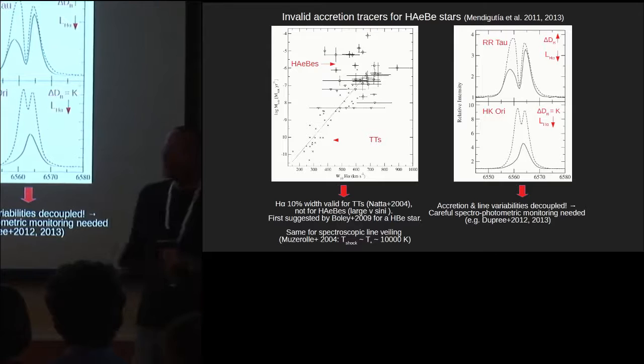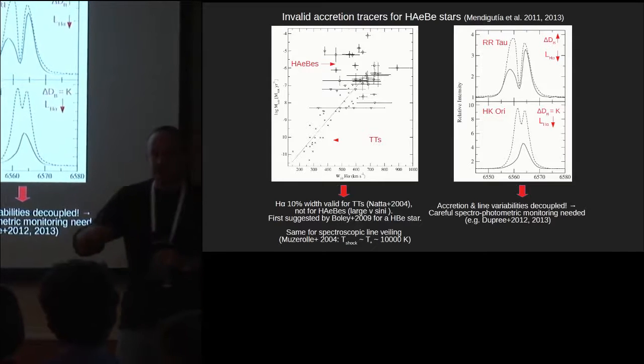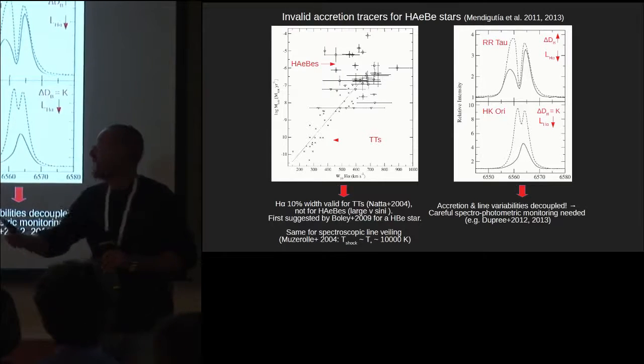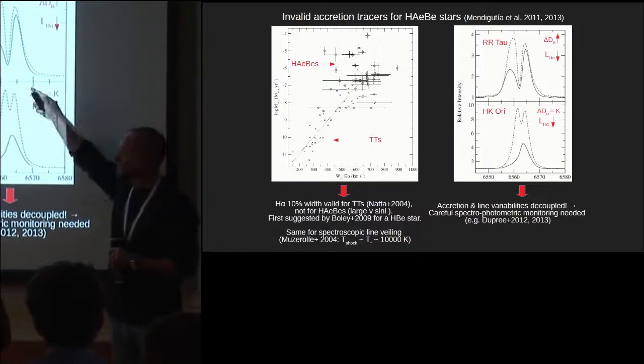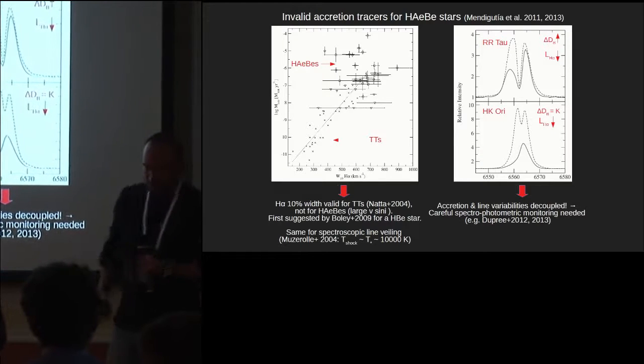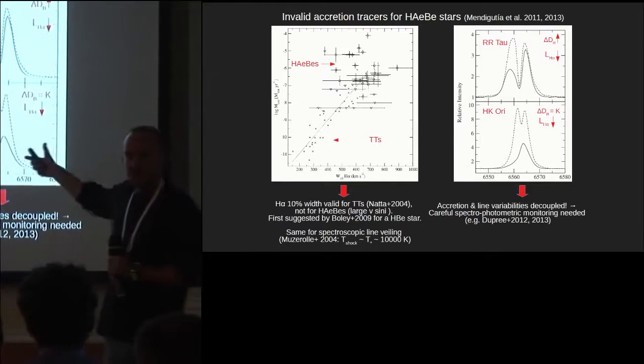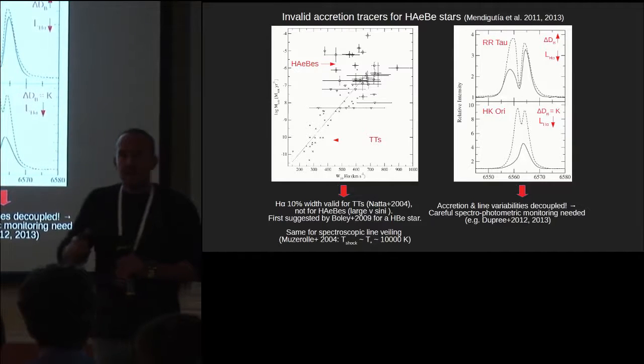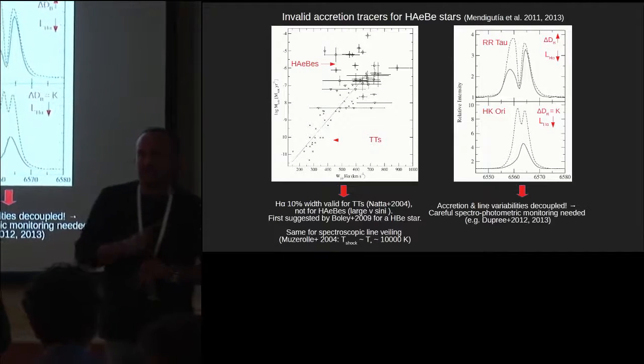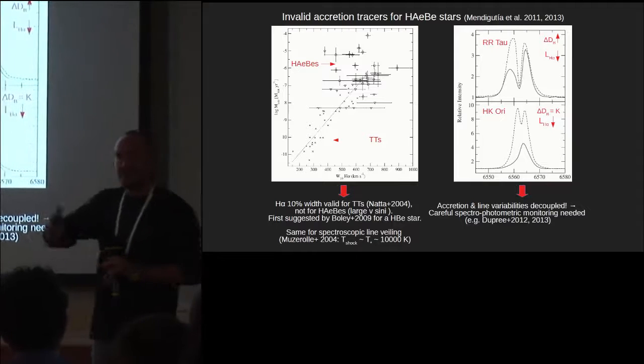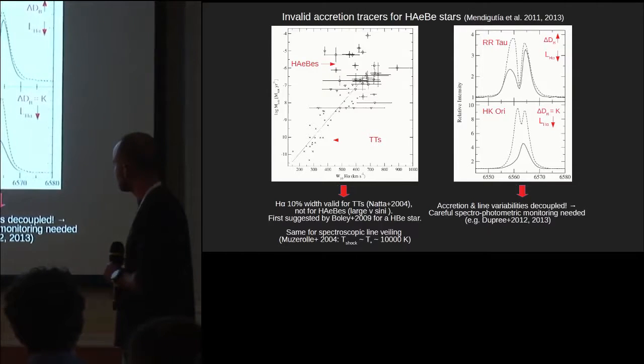For R Tau, for example, we saw that the Balmer excess increased, meaning that the accretion rate increased, and at the same time, the H-alpha luminosity decreased. There is another example here, but the point is that this is very common to be observed. We see variations in the Balmer excess and in the different lines, and these variations are not coupled.